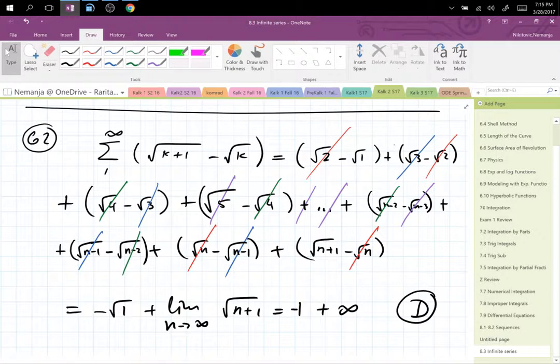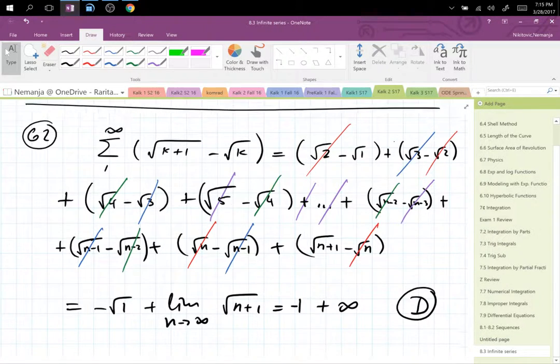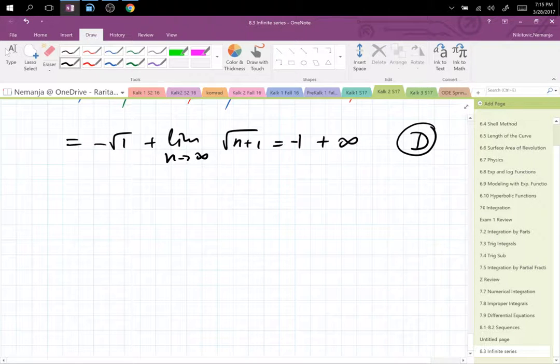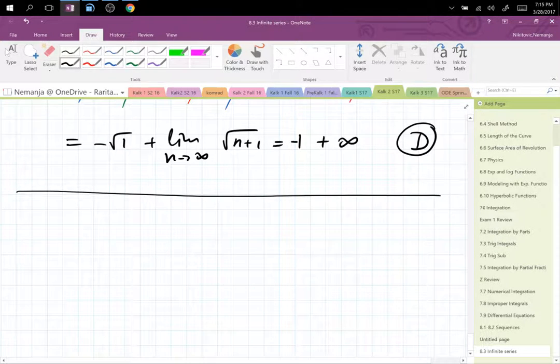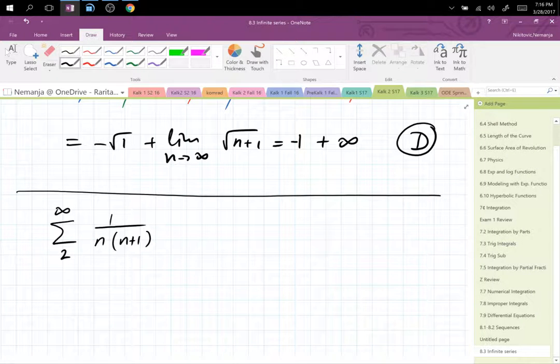And the exam showed up. And this stuff didn't really look like this. So the exam was like a summation of 1 over n plus 1 from, let's say, 2 to infinity. All right. Does this converge or diverge? Now you can do this in many different ways when you know all the tests.